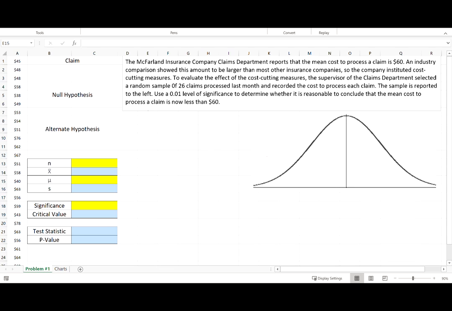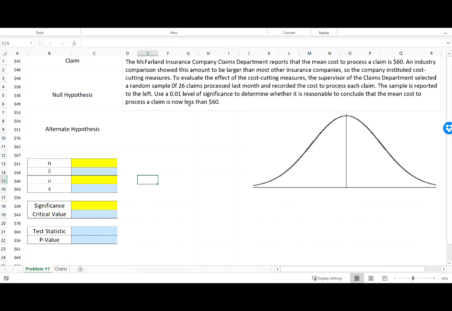That's in column A. Those are the individual costs of the 26 claims. Use a 0.01 level of significance to determine whether it is reasonable to conclude that the mean cost to process a claim is now less than $60. Okay, the word claim is used a number of times in this problem, but the claim that we're referring to in the context of the hypothesis test, that's at the end of the problem.